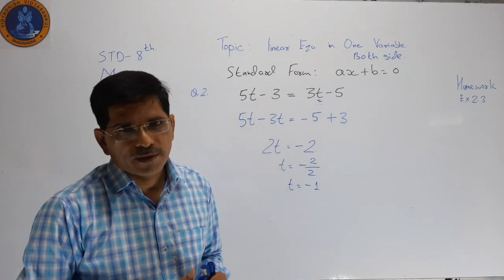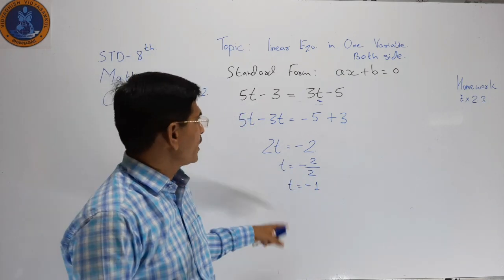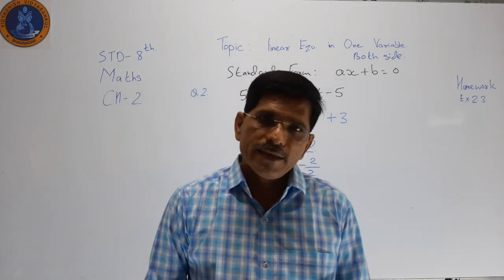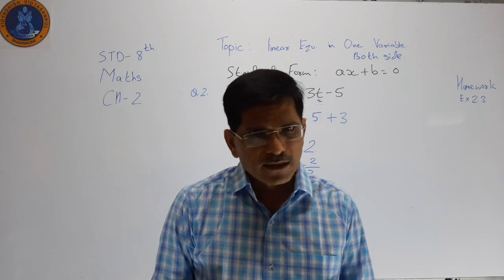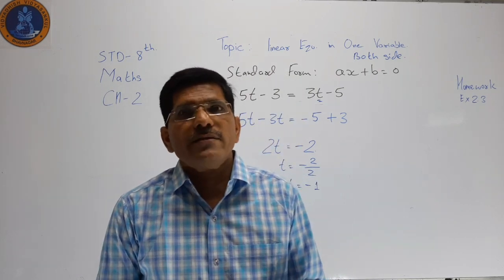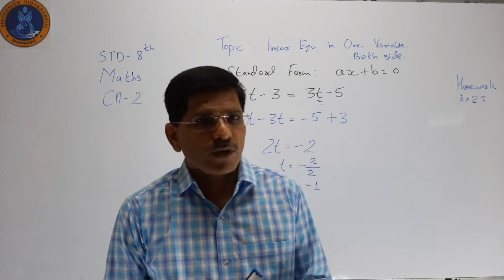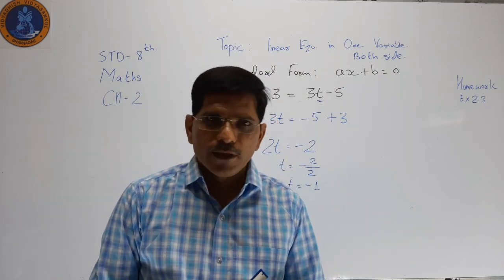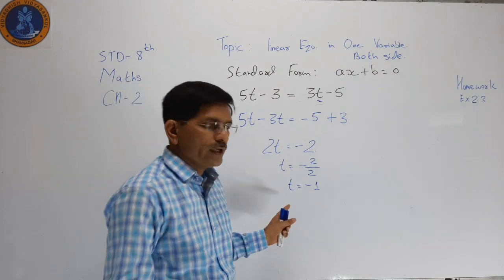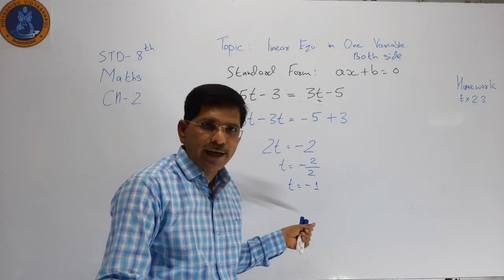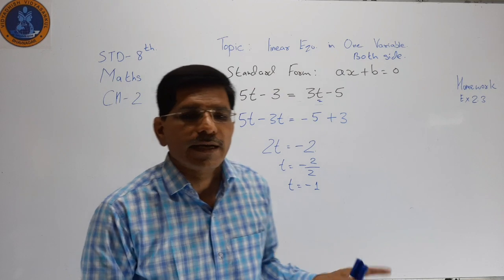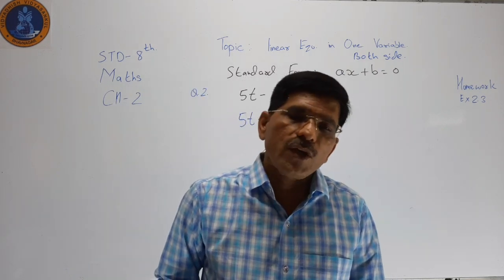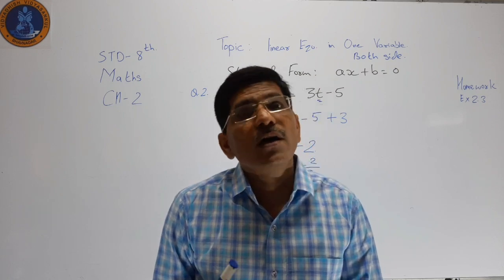Now for checking purpose, what we have to do? We have to put t is equal to minus 1 in left hand side and right hand side. You will get same answer. Then we say that our answer is correct. So now it is not necessary that every time I have to explain or do it. What you have to do when you are doing in your fair book, you have to write and check that your answer is correct or not. Because the question says, solve the following equation and check your result.